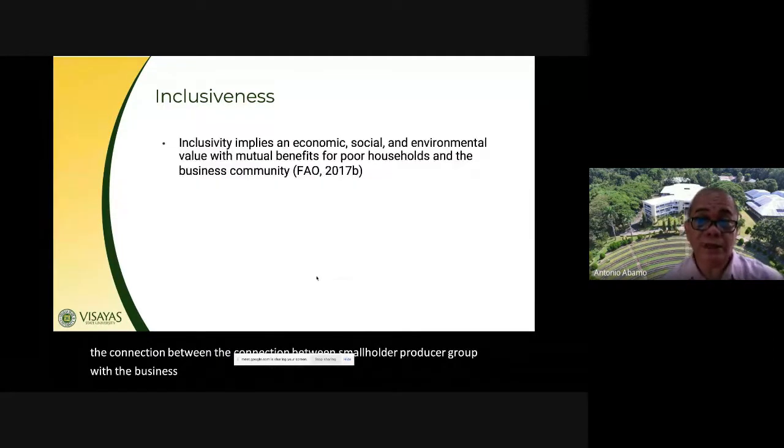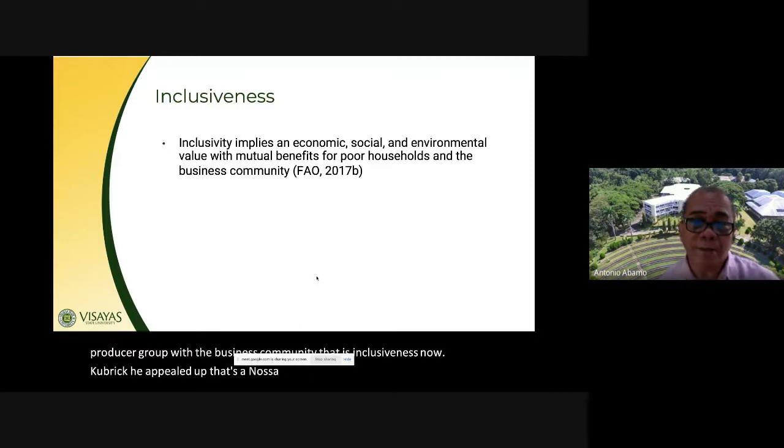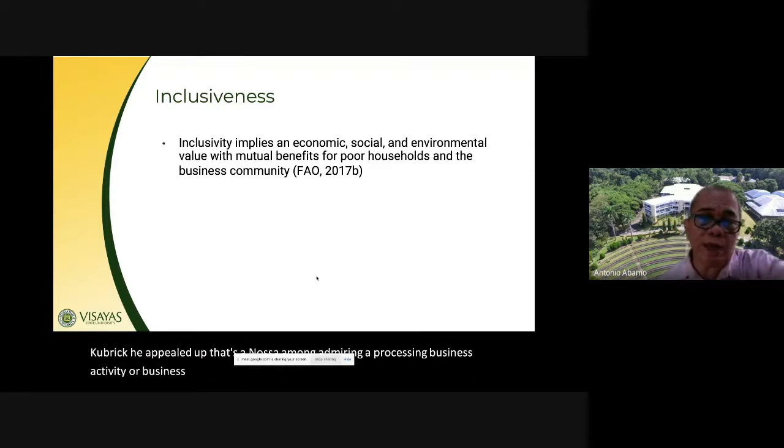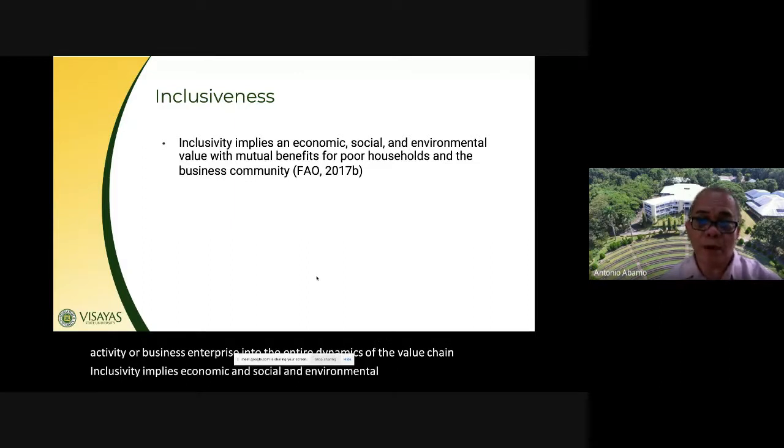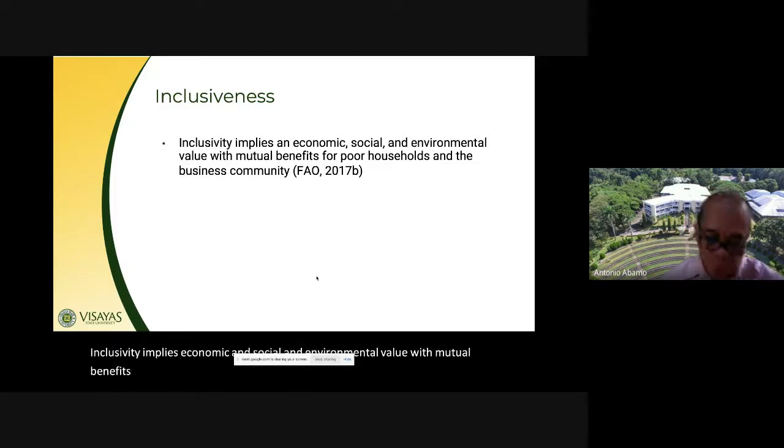That is inclusiveness. Now, it should appeal to the poor, to the small processing and business enterprises, into the entire dynamics of the value chain. Inclusivity implies economic and social and environmental value with mutual benefits for the poor. Inclusiveness is good for the poor.